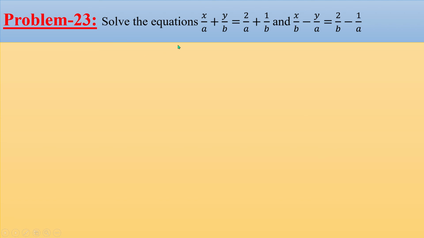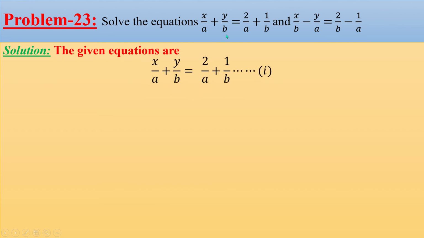Problem 23, solve the equations like as fractions. x by a plus y by b equals 2 by a plus 1 by b. x by b minus y by a equals 2 by b minus 1 by a. Solution: the given equations are this equation number 1 and this equation number 2.